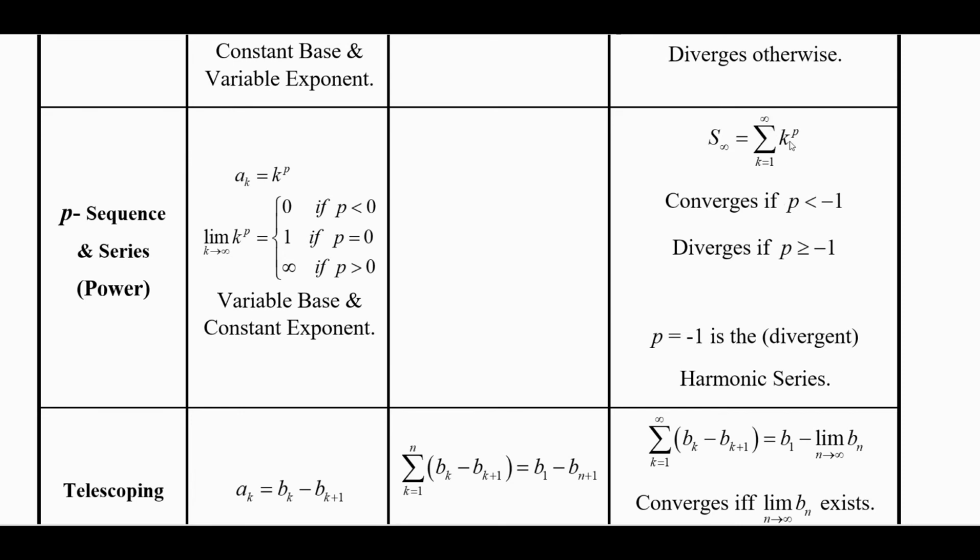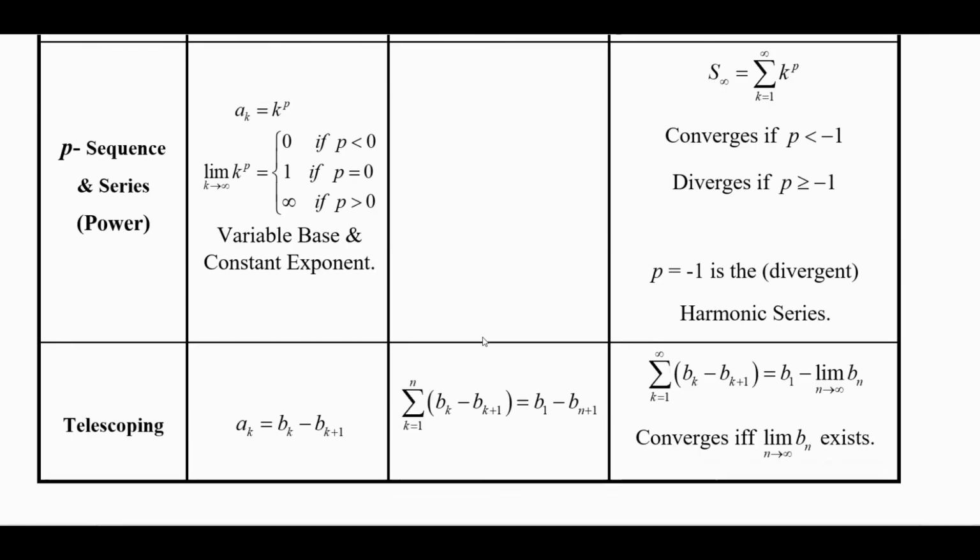But anyway, the p series is going to converge if p is less than -1 and diverge if p is greater than or equal to -1. Notice how I've written this as k to the p, not negative p. Your book may say negative p, in which case the conditions are a little different. Specifically, p equals -1 is the divergent harmonic series. It's kind of the borderline there.